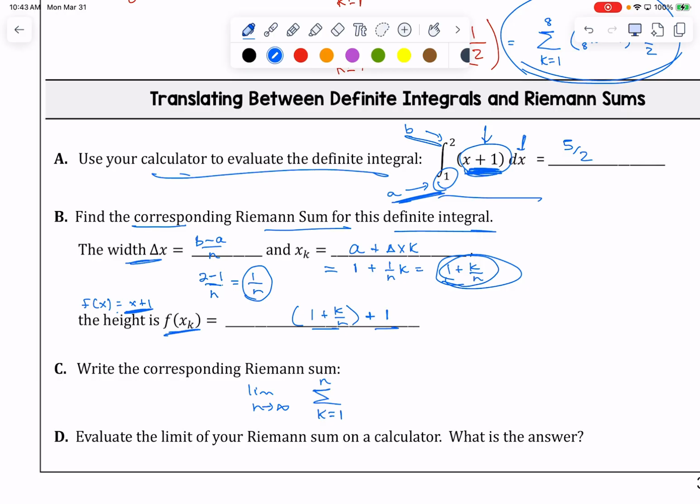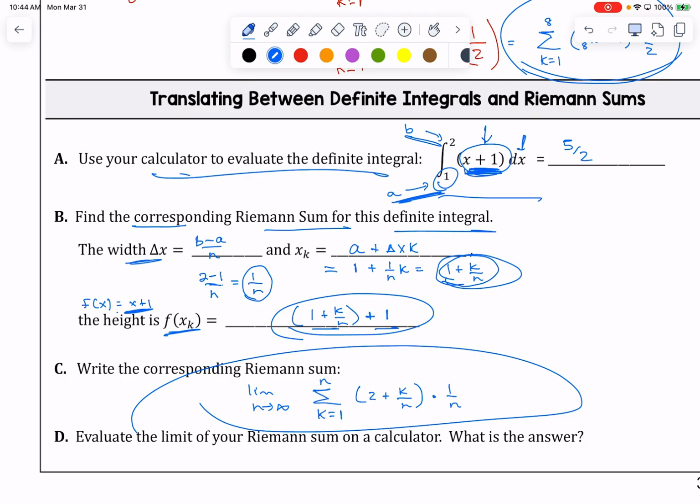How do you write this? So it'd be the function. Now, can you simplify that function a little bit? Yes. Can I just make it 2 plus k over n? I guess. Sure you can. Times what? The width. What's the width? Now, 1 over n is a constant. Where might they put the 1 over n? They might put the 1 over n all the way out front. But this is the Riemann sum. There you go. Now, evaluate your Riemann sum on your calculator.